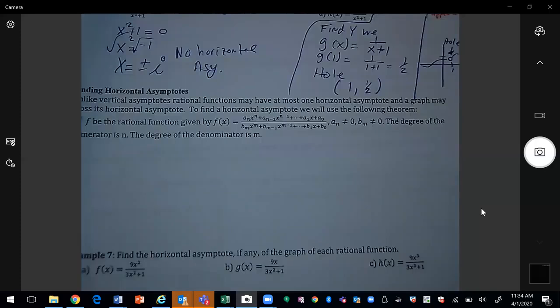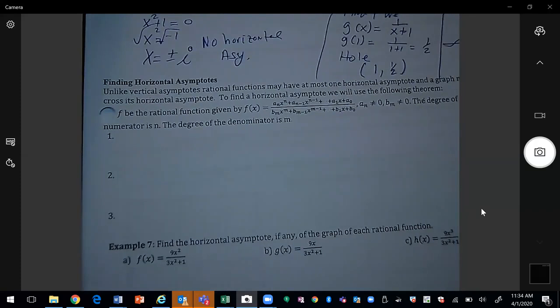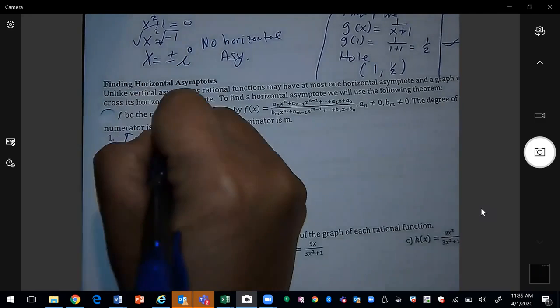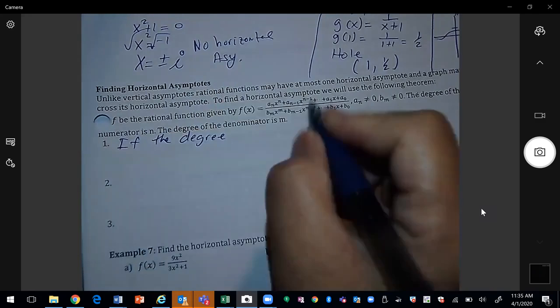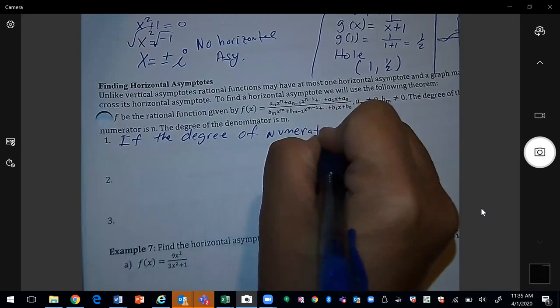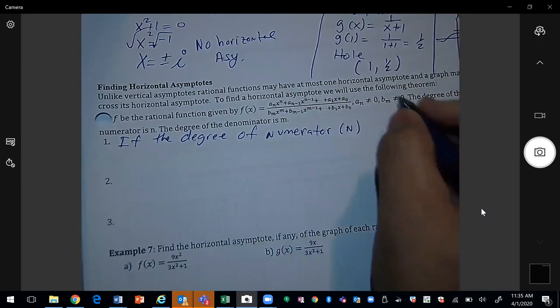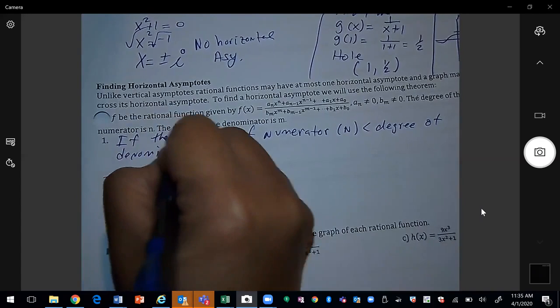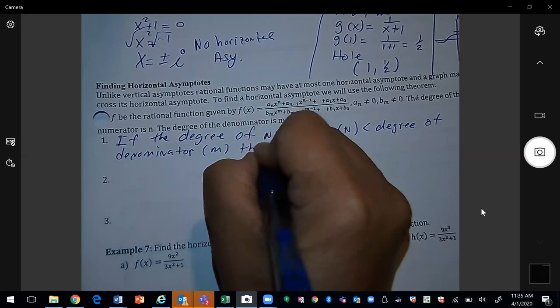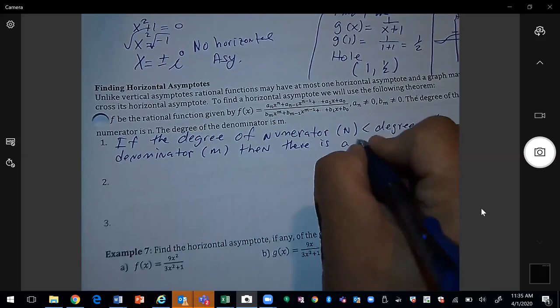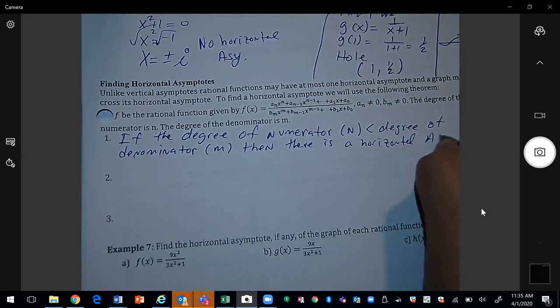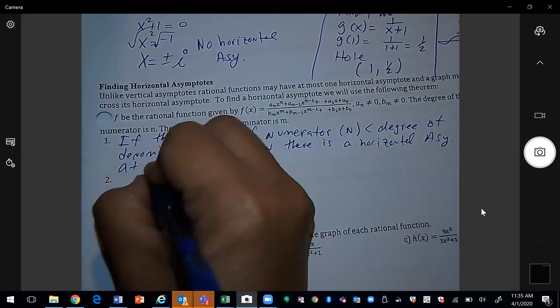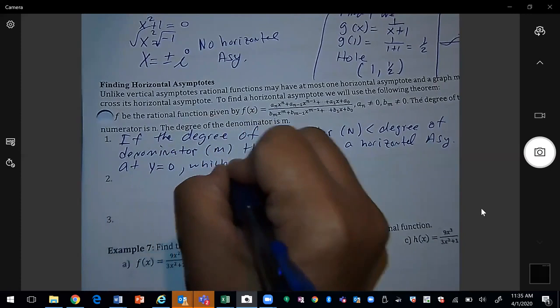So let me go to the handout. To find the horizontal one, it has 3 different cases or situations that could occur. So the first one is if the degree of the numerator, and we're going to call this n for numerator, is less than the degree of the denominator, and let's call that m, then there is a horizontal asymptote at y equals 0, which is the x-axis.